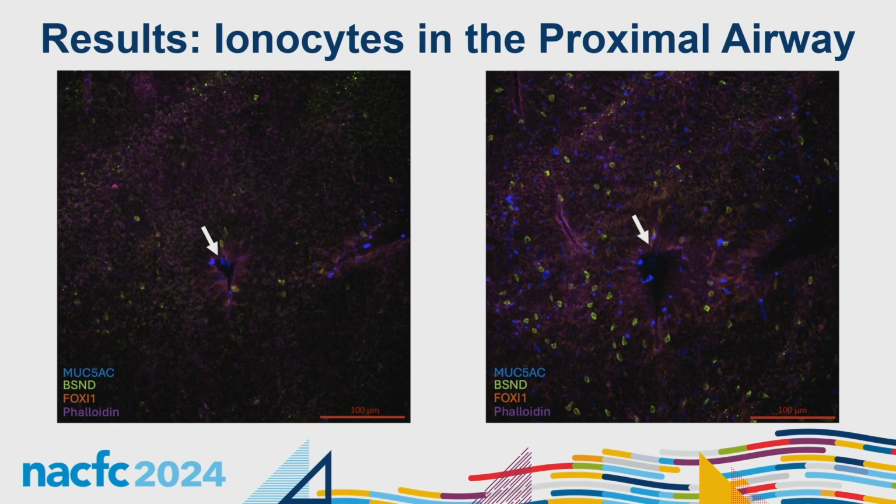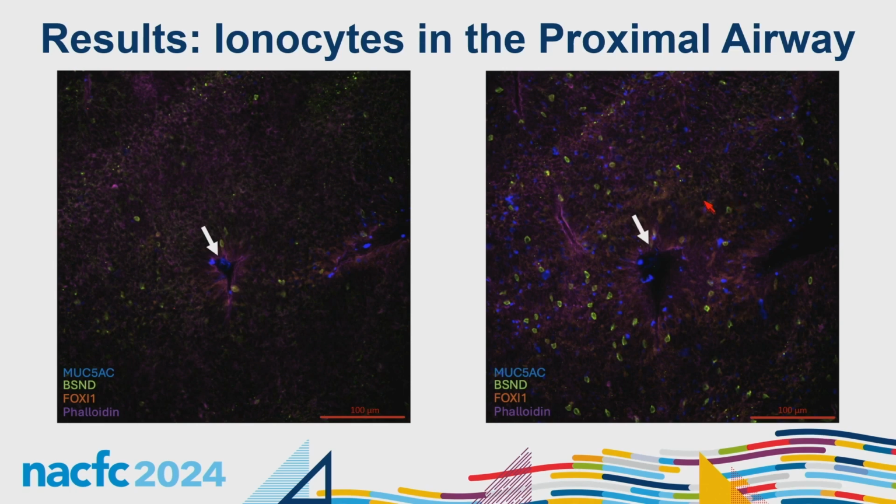So what we first did was a whole mount tissue staining. This is a confocal image on the left. On the surface epithelium tissue, we have phalloidin marking the cell membranes and giving us a visualization of what the tissue looks like, and BSND and FOXI1 marking and labeling ionocytes. MUC5AC marks mucin in the tissue as well. So the main point from this picture is that we can identify the opening of the submucosal gland with the MUC5AC labeling the mucin, and we can identify ionocytes within the surface epithelium labeled by BSND.